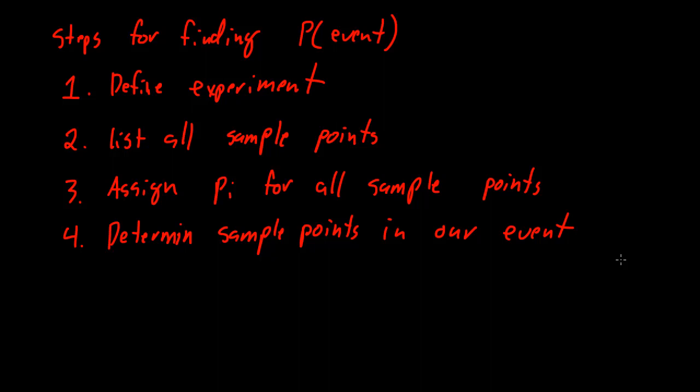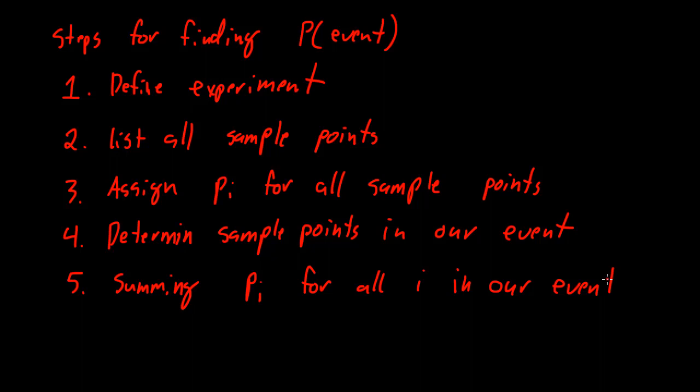And now that we have all those sample points defined and their associated probabilities, the final step for finding the probability of our event is just summing the sample point probabilities. So summing the p_i's for all of the i's in our event. So what we mean by this is, let's say for our dice example, we want a 2, a 4, or a 6. And if we want to figure out the probability of that event happening, we need to find the probability of each of those sample points occurring, and then we sum all those sample points together.